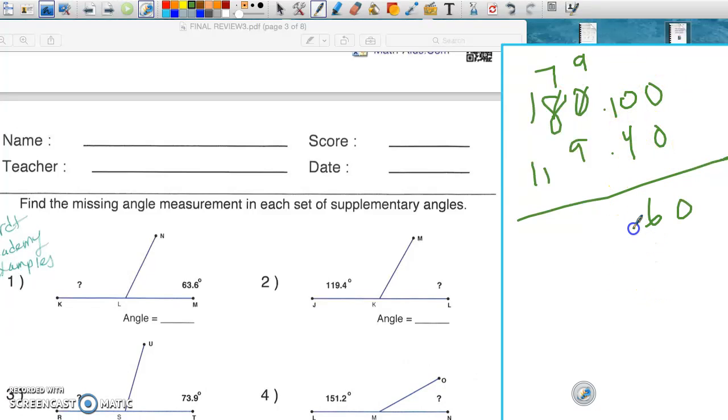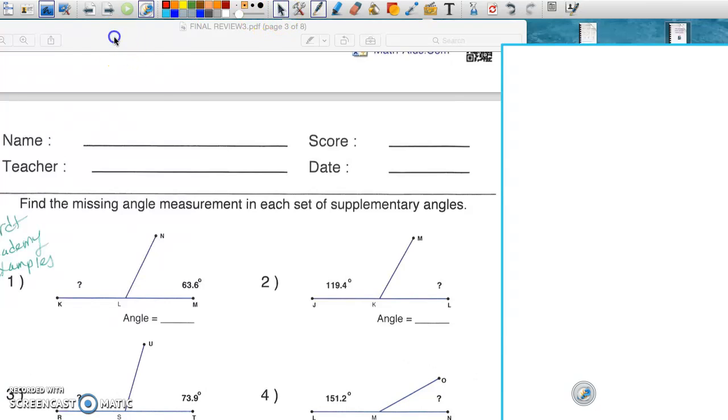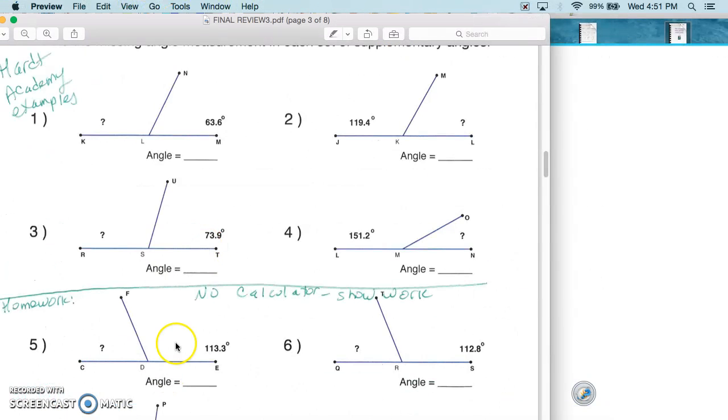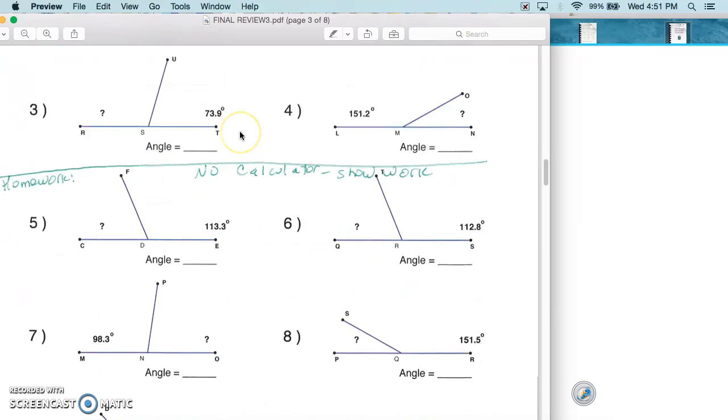10 minus 4 is 6. 9 minus 5 is 4. 7 minus 1 is 6. 1 minus 1 is 0. So this one right here, the angle will be 60.6 degrees. All right, I think you get the idea on that. So remember, the bottom half is all yours for homework.